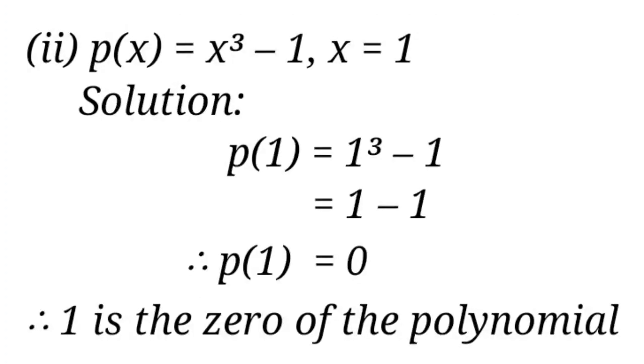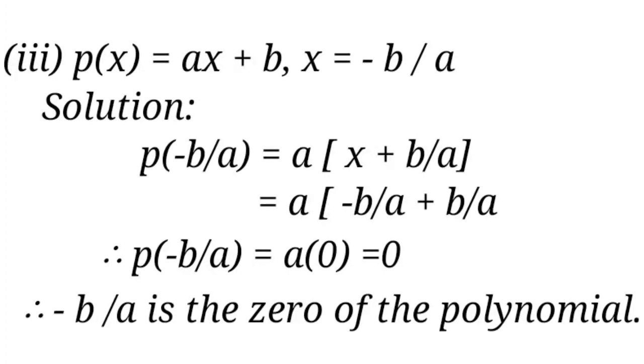Second one, p of x is equal to x cube minus 1, x is equal to 1. Solution: p of 1 is equal to 1 cube minus 1. We get 1 cube is equal to 1, then 1 minus 1 is equal to 0. Therefore, 1 is the zero of the polynomial.